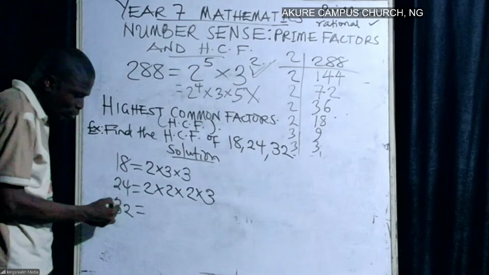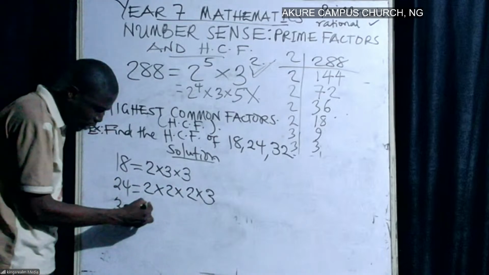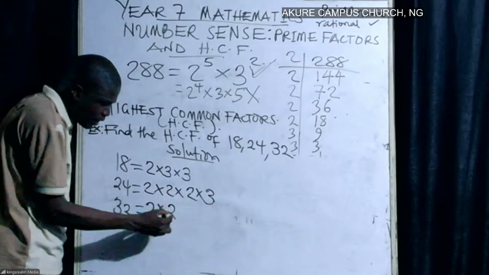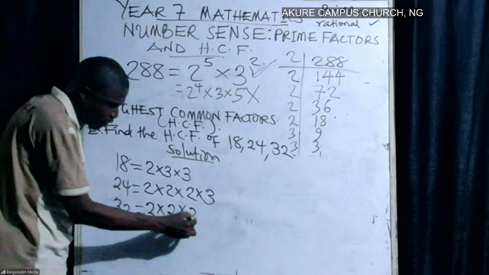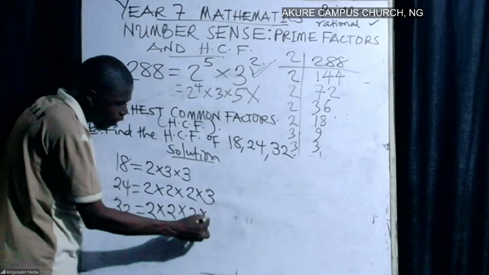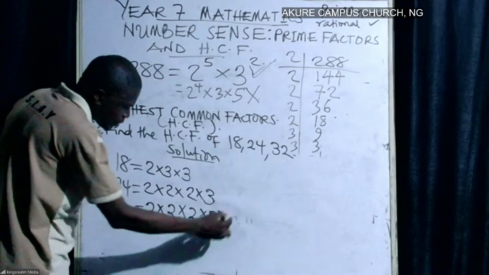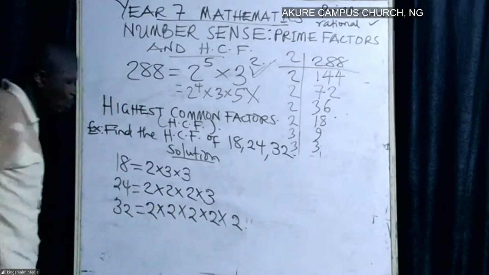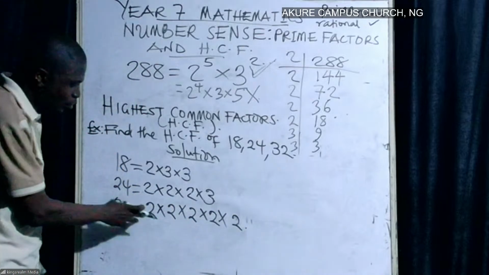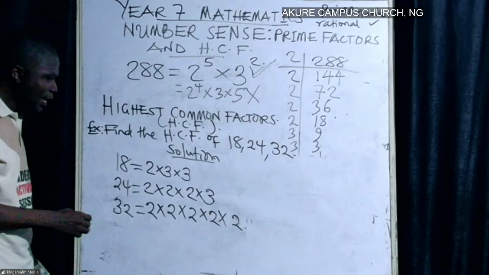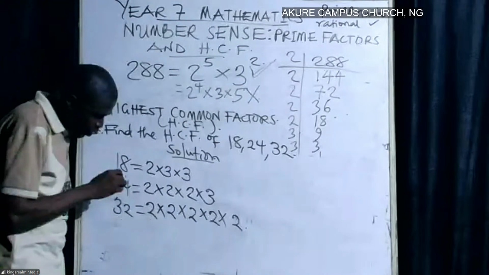Then for 32, 2 can go in 32, that will give us 16. 2 in 16, that will give us 8. 2 in 8, that will give us 4. 2 in 4, that will give us 2. And then 2 in 2, that will give us 1. So 32 is the same thing as 2 raised to power 5.